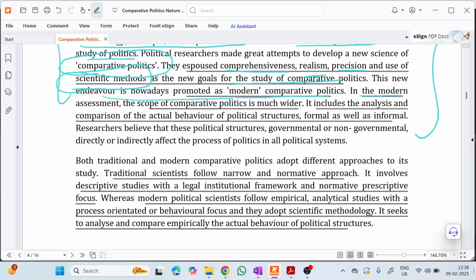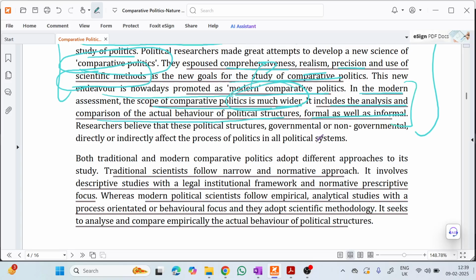In the modern assessment, the scope of comparative politics is much wider, and this wider scope has already been mentioned. This includes analysis and comparison of actual behavior of political structure, whether formal or informal.